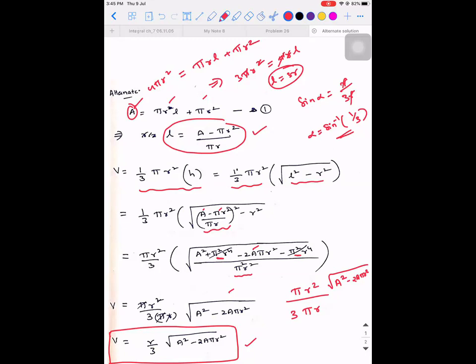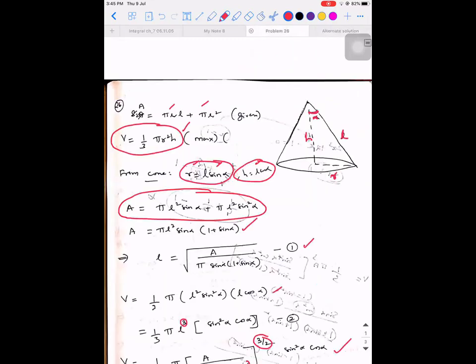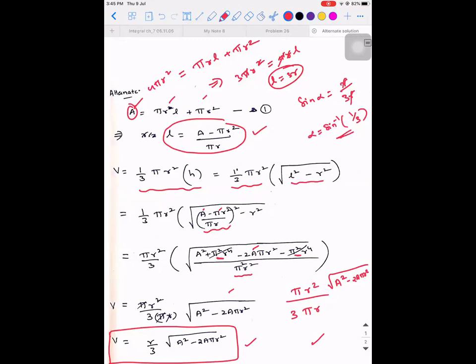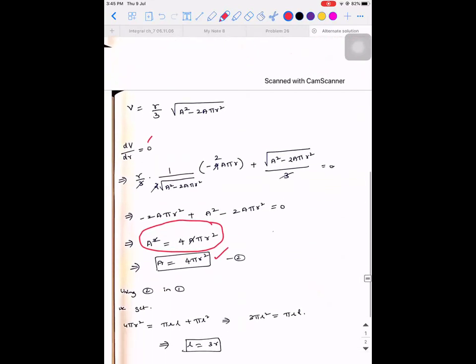As far as I observed, the second method was easier because we got the answer in fewer steps. But if you want to explore more with trigonometry, then you can do it in this method. Whichever is comfortable for you, you can do it. Are both the methods clear? Is there any doubt?